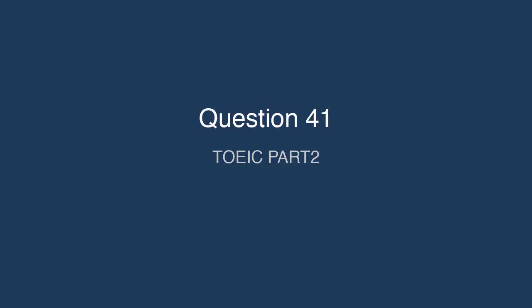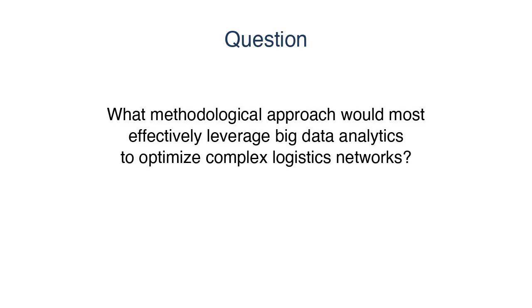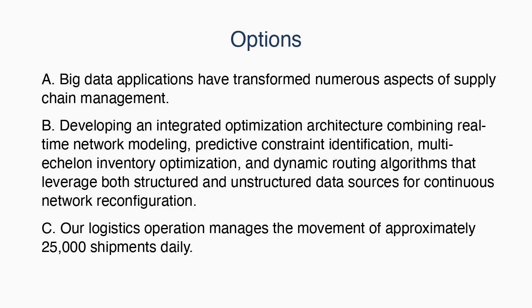Question 41. What methodological approach would most effectively leverage big data analytics to optimize complex logistics networks? Here are your options. A. Big data applications have transformed numerous aspects of supply chain management. B. Developing an integrated optimization architecture combining real-time network modeling, predictive constraint identification, multi-echelon inventory optimization, and dynamic routing algorithms that leverage both structured and unstructured data sources for continuous network reconfiguration. C. Our logistics operation manages the movement of approximately 25,000 shipments daily.